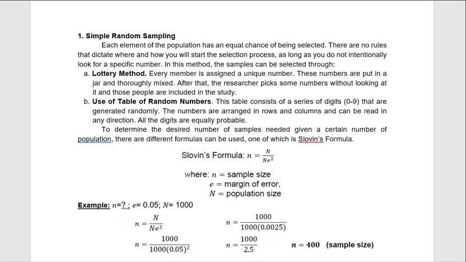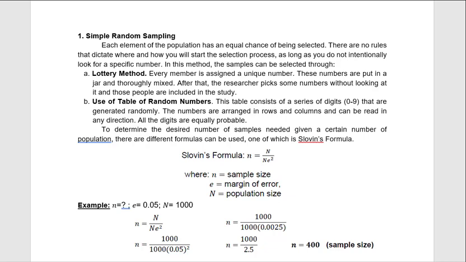You just have to use the formula. So 1,000 divided by 1,000 times 0.05 squared, and the answer would be 400. So that means you should have 400 people in your sample size. Now, using the lottery method, you need to draw 400 people from your bowl. Okay? And whoever you have picked, those are the ones included in your research study.